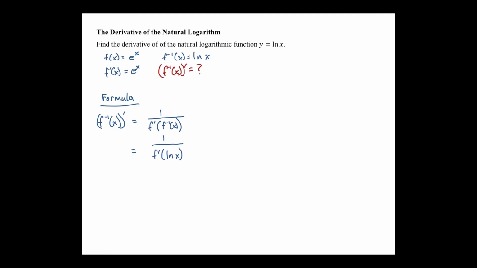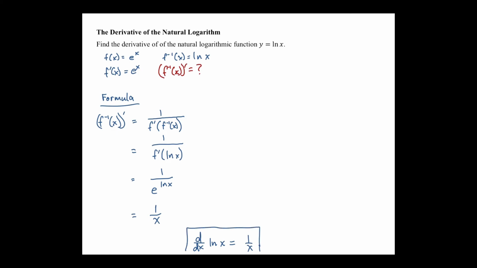Oh, what is f prime? We know that. That is going to be 1 over e to the ln of x. And well, if we notice that ln and e are just inverse functions, we have 1 over x. So we've just found the derivative of ln of x. The derivative of ln of x is 1 over x. So that's important to take away.